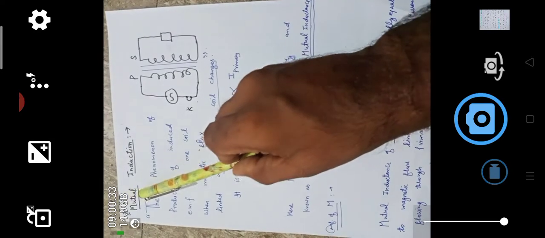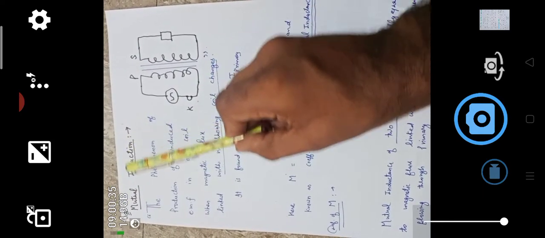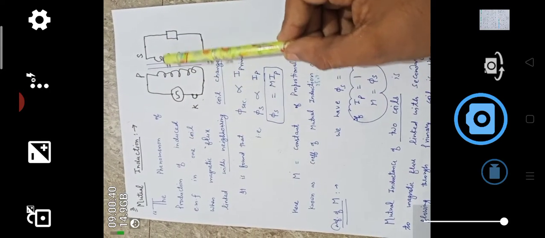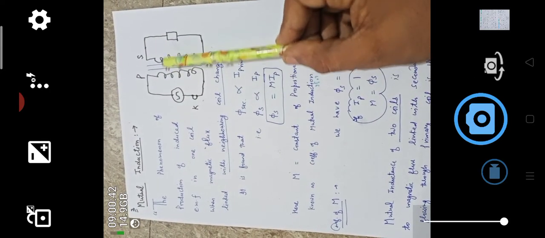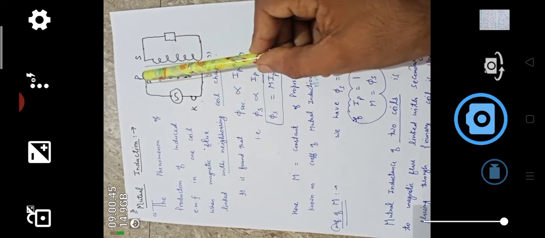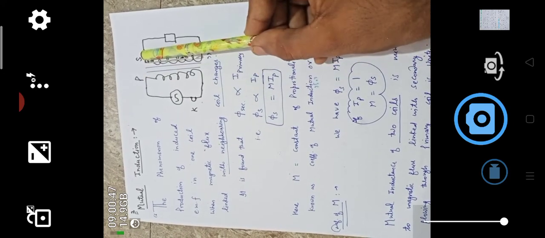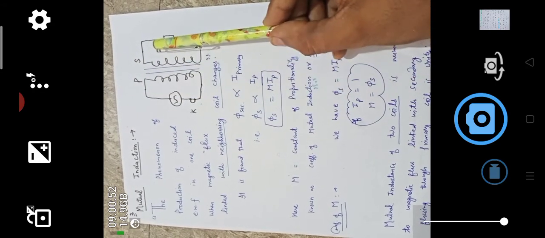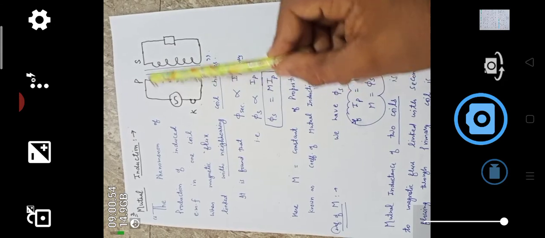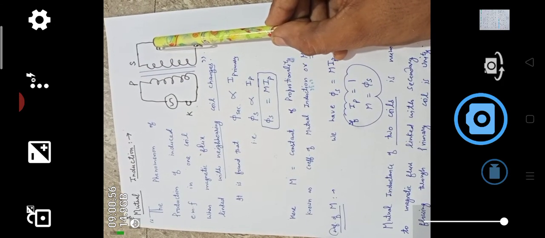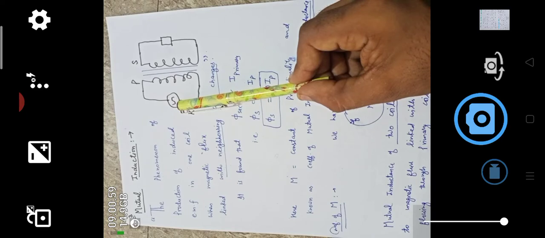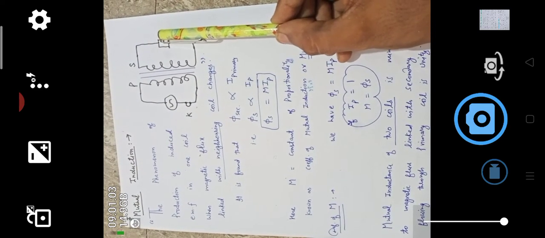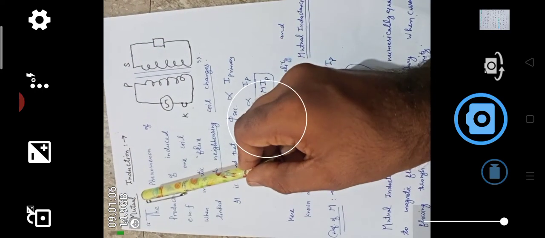See here, mutual induction. As the name indicates, children, what is the meaning of mutual here? A pair of two coils. It is the property of two coils. Here you see P and S. It is a primary coil, it is a secondary coil. It is a primary circuit, it is a secondary circuit. It is known as input circuit, it is known as output circuit. So input is given in the primary circuit and output we get in the secondary circuit. So that's why it is known as mutual induction.